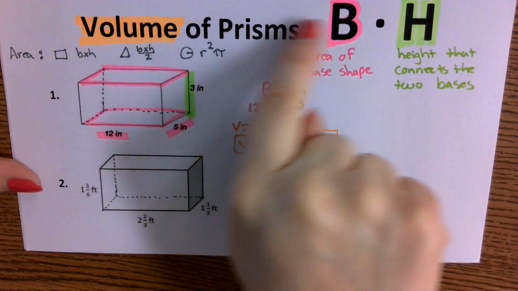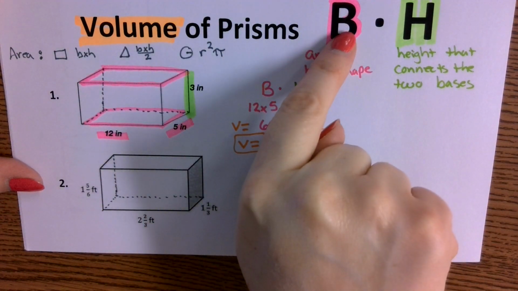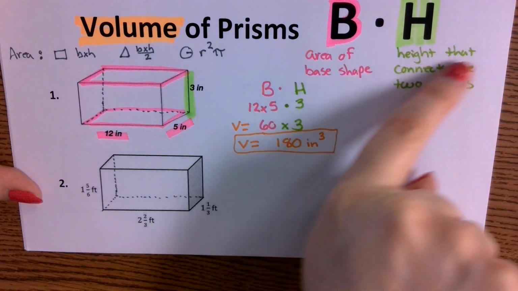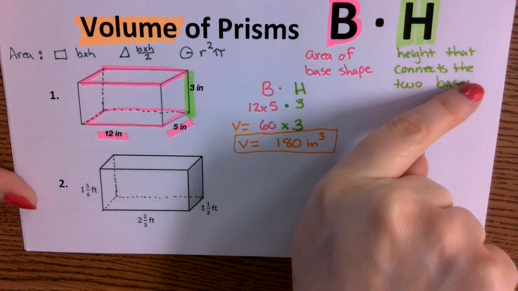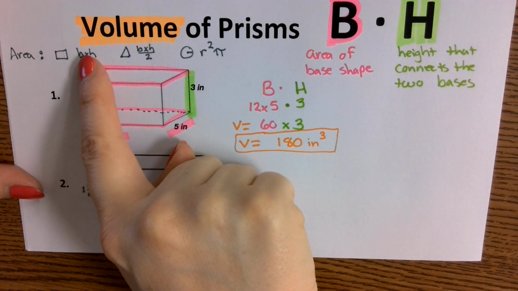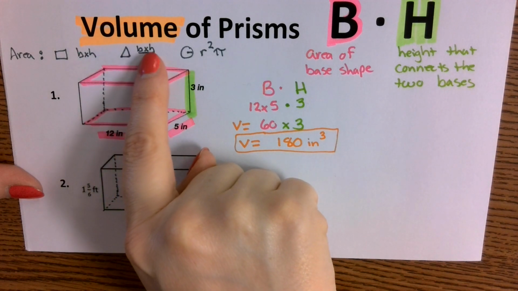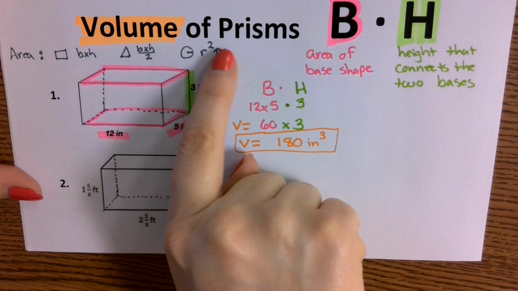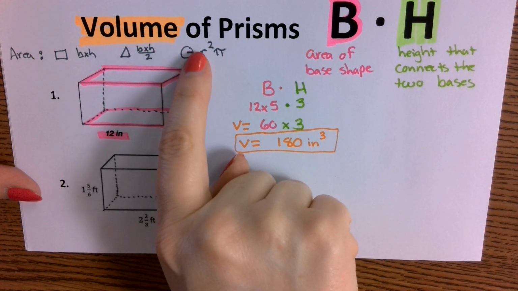Volume, again, is found by taking the area of the base shape, big B, and multiplying it by the height, which is the height that connects the two bases together. So you need to know your area formulas. The area is base times height for a rectangle. It's base times height divided by 2 for the triangles. It's r squared times pi for your circle.